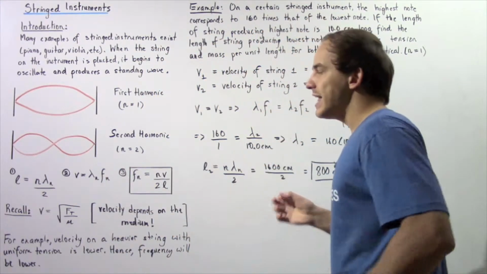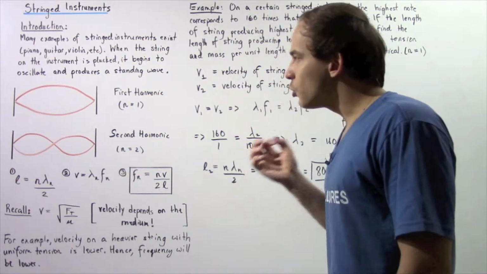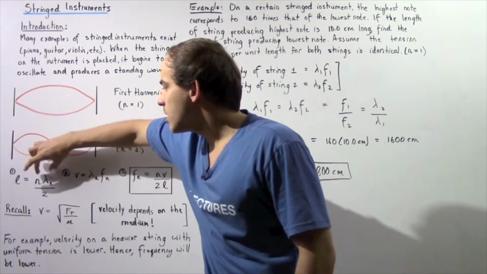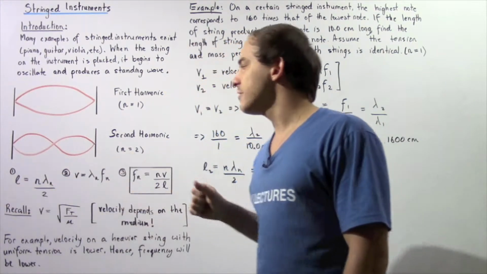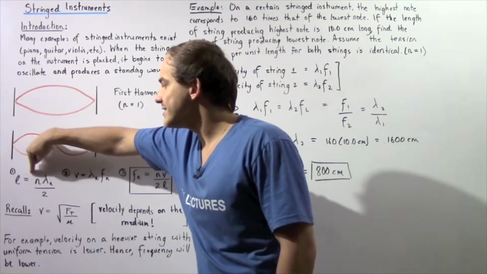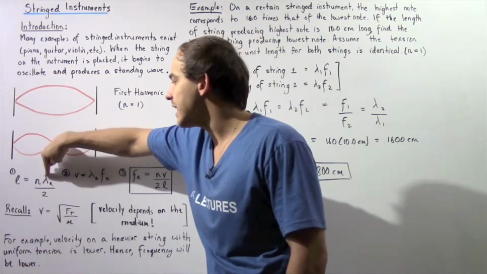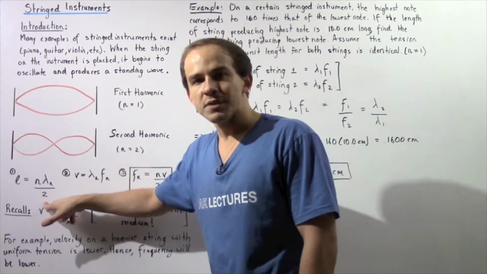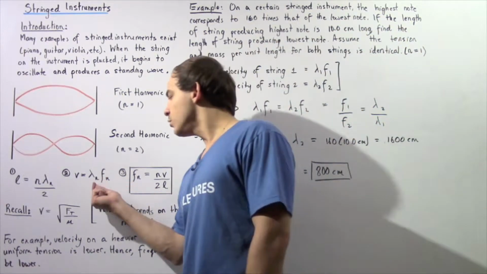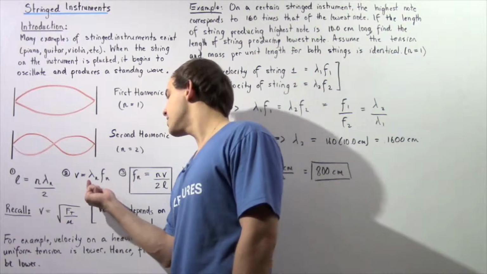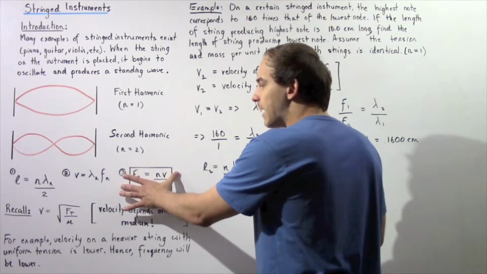So if we have a string that is fixed at 2 points, as shown by these two diagrams, the equation that relates the harmonic number, the wavelength, and L, the length of our string, is given by this formula. Our length of the string is equal to the product of the harmonic n, the wavelength at that harmonic, lambda n, divided by 2. Now, recall that the velocity is equal to the product of our frequency at that harmonic and the wavelength at that harmonic.